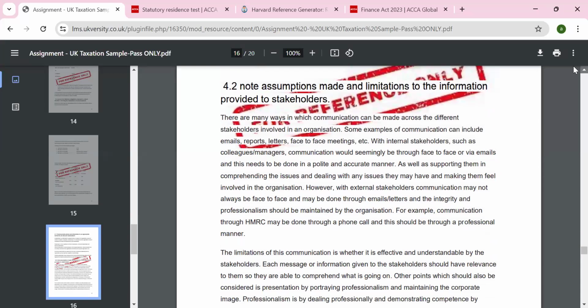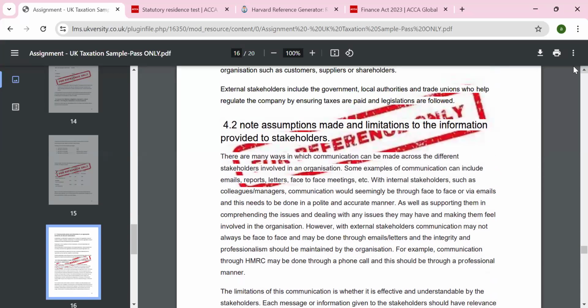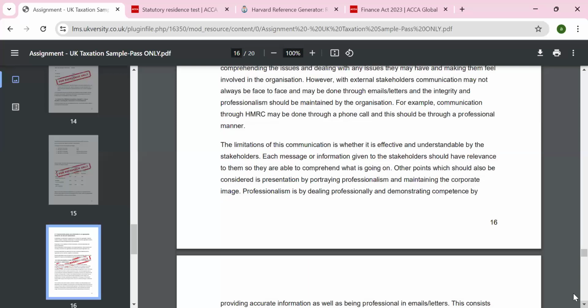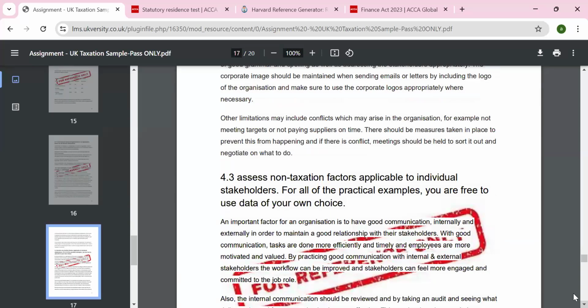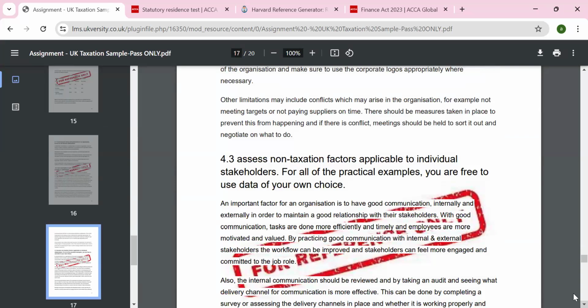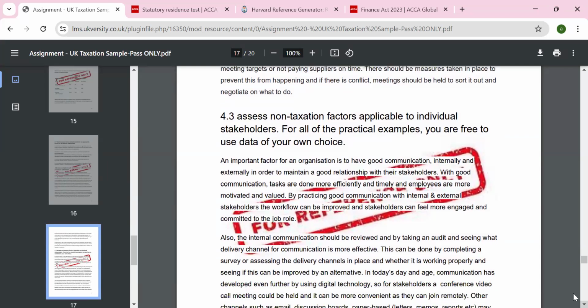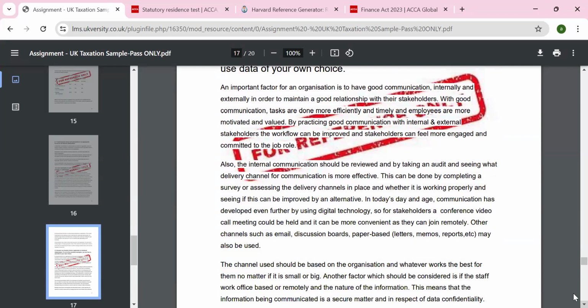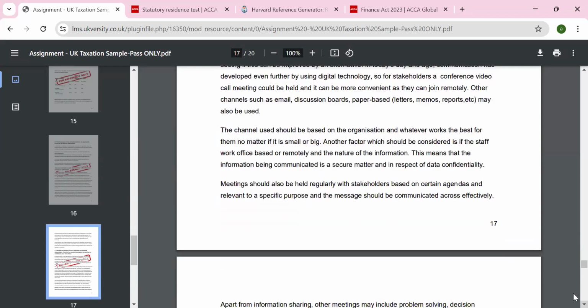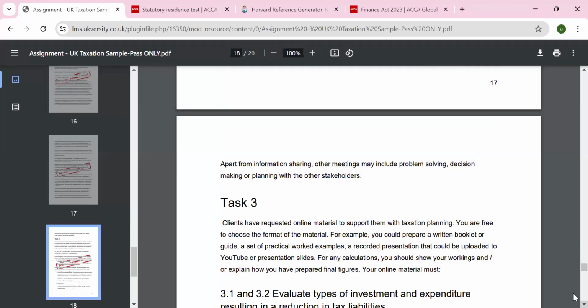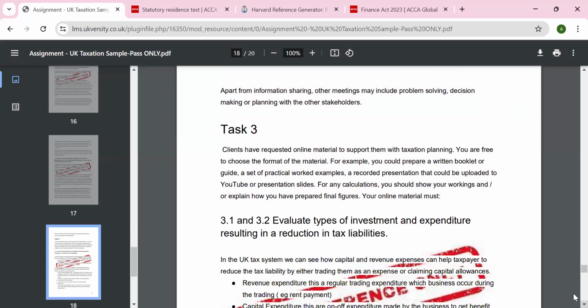So 4.3, make and limit information to the stakeholder. There are many ways to communicate with the stakeholders and pass all the required information to them, because meeting the current need is crucial, and we have true and fair information passed to all stakeholders. 4.3, non-taxation applicable to the individual, the stakeholder communication, not just the financial or other elements. So it's good to look around the stakeholders, their expectations and the information we can pass to the various stakeholders, the client.